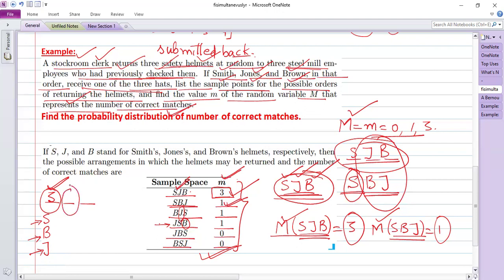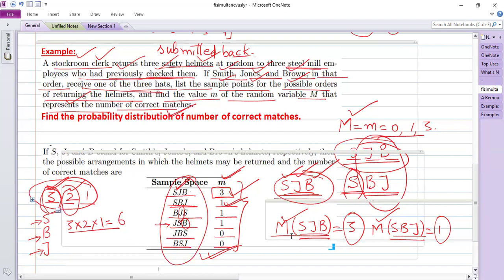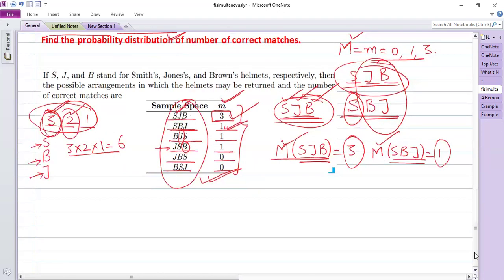Now, the second helmet can be returned or issued in how many ways? 2 ways. Why? Because one is already there. And the third one can be returned in only 1 way. So in total, how many ways of getting these returned or issued? It is 3 into 2 into 1, that is 6. And what are those 6 ways? They are here.